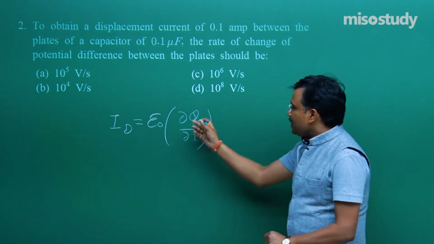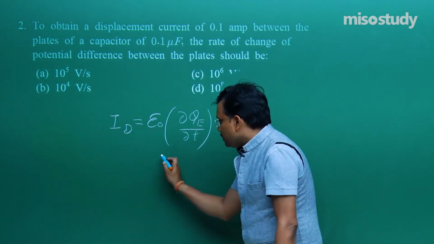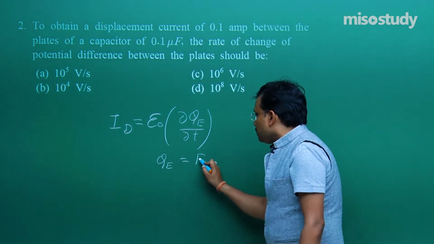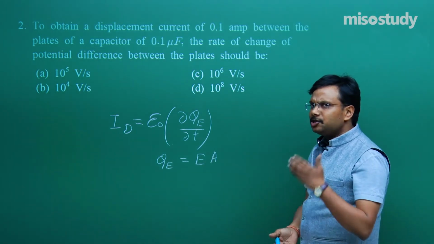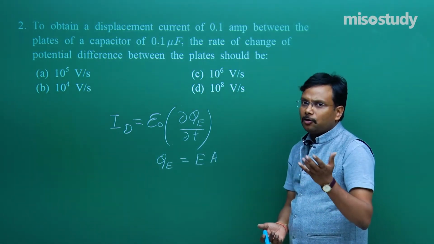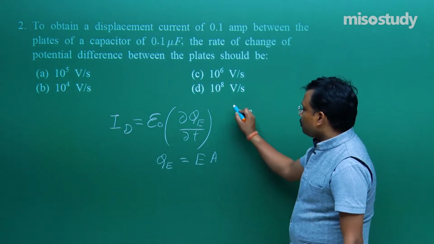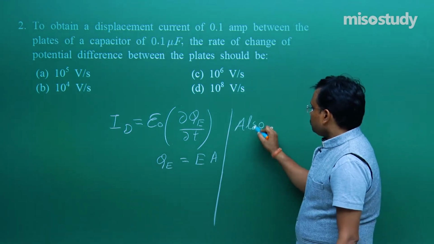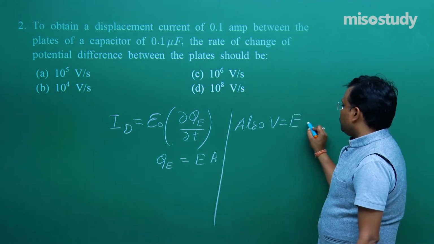Okay, phi is what? Electric flux. So phi E is E A. Fine. In chapter 2 of electromagnetism, electrodynamics, you learned this. Now also V is equal to E D.